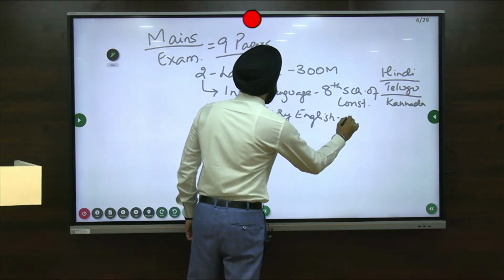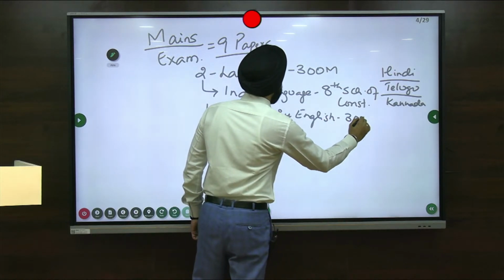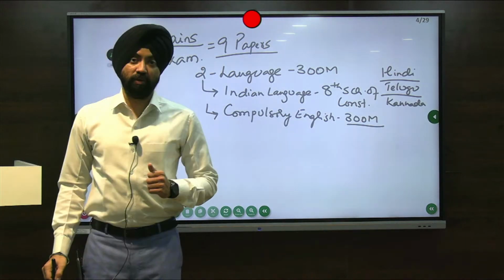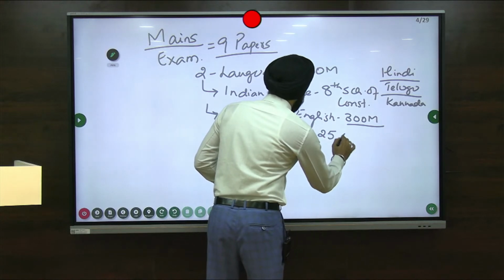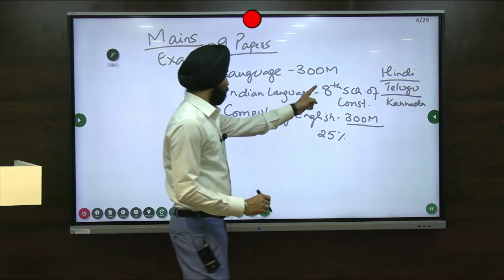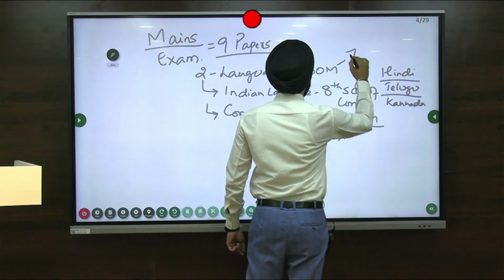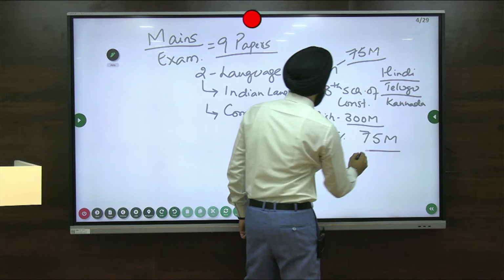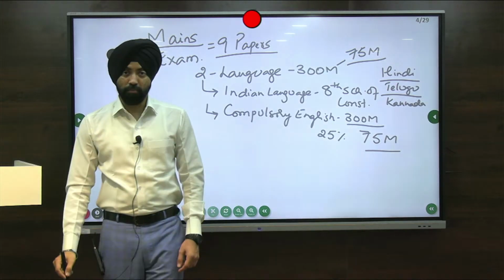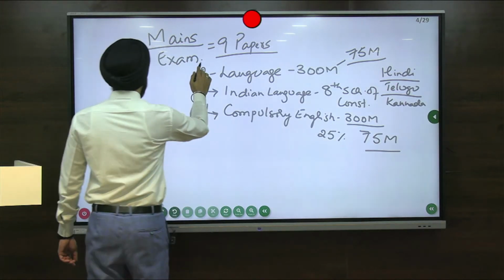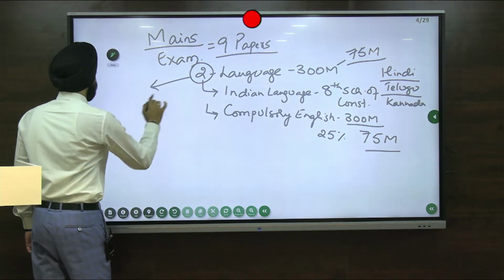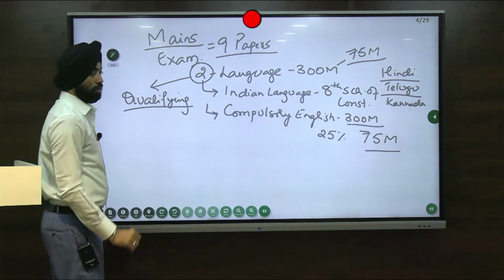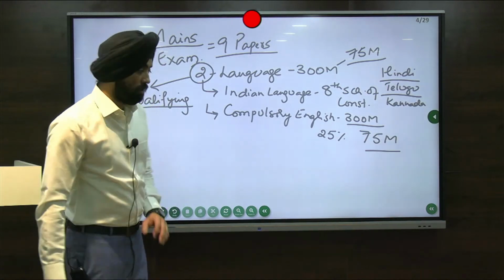This is also for 300 marks. One important point to notice here is that we need to get a minimum of 25% in each paper. It means in paper 1 we need to get 25%, that is 75 marks, and in paper 2 also we need to get 75 marks. It means these two language papers are only qualifying in nature. They do not count for your merit.